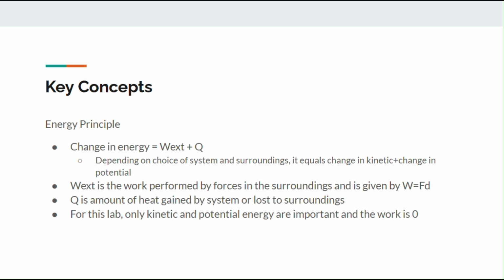The last key concepts are the change in energy, which equals the external work done plus Q, heat loss from the surroundings. And depending on the choice of system and surroundings, it equals the change in kinetic plus the change in potential. Next is the work performed by forces in the surroundings, which is given by work equals force times displacement. Q is the amount of heat gained. But for this lab, we're only using kinetic and potential energy, and the external work is 0.